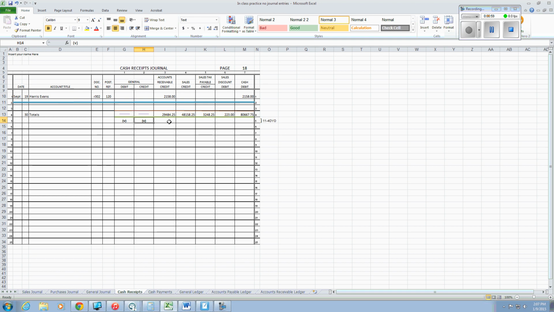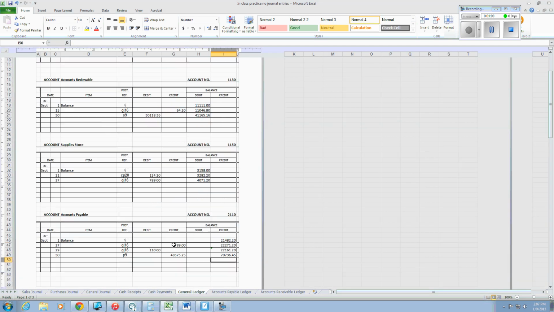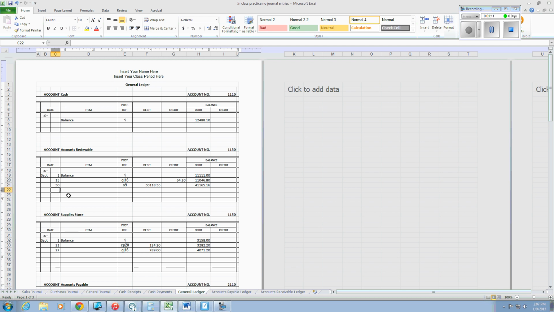So what we're going to do now is exactly what we've been doing all the way through. We're just going to take this 29,484 and put it on the credit side of the accounts receivable. So let's go to the general ledger and find that accounts receivable account. Again, the date is the 30th. This is CR, Cash Receipts Journal, page number 18.